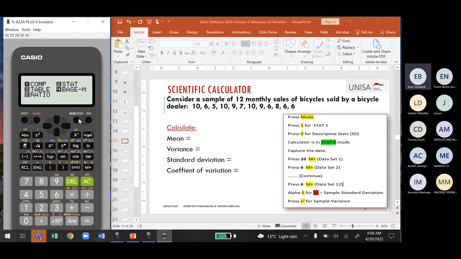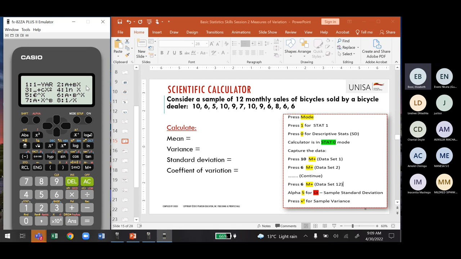So once you click on the mode, the menu will pop up. We need to go to STAT, S-T-A. Depending on your calculator, you need to press the number that corresponds to the STAT function. Here on my calculator, it's 2. So I'm going to press 2. Then I have another new menu. I have 1, which is 1-Var, and I have 2, which is A plus BX.